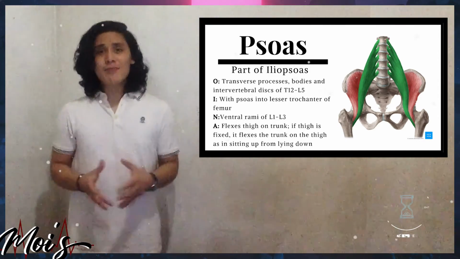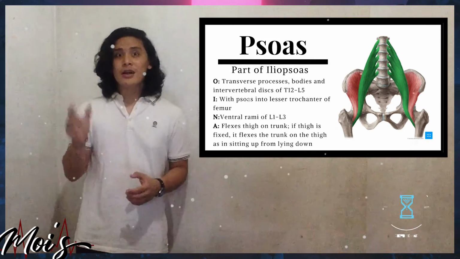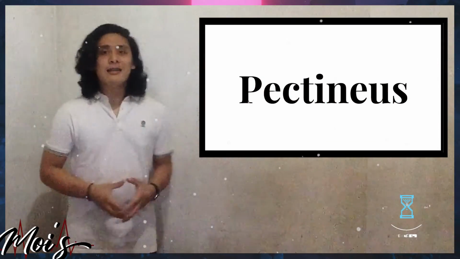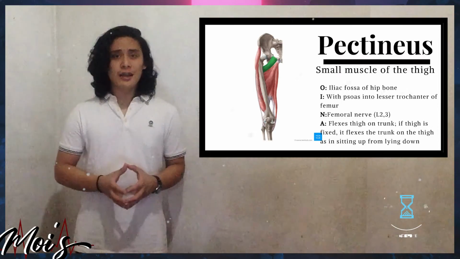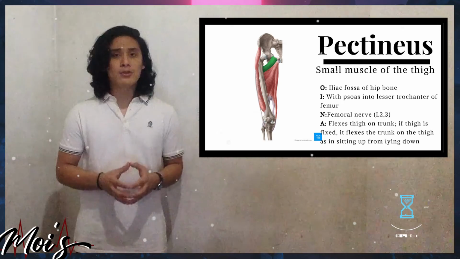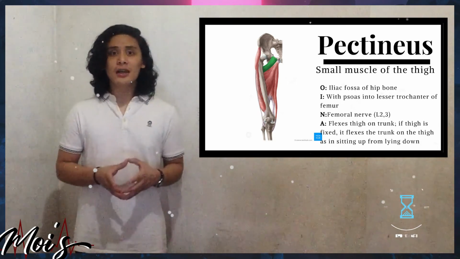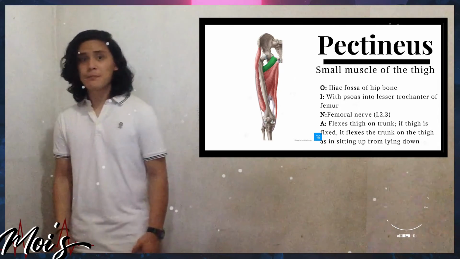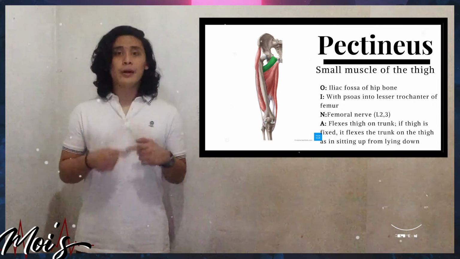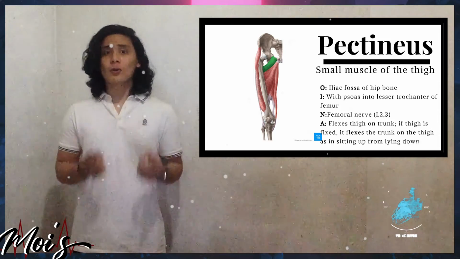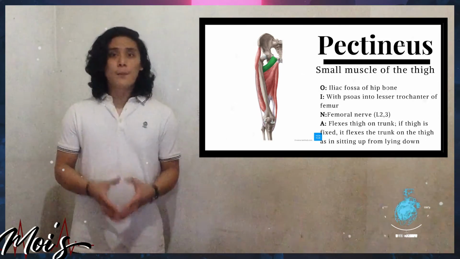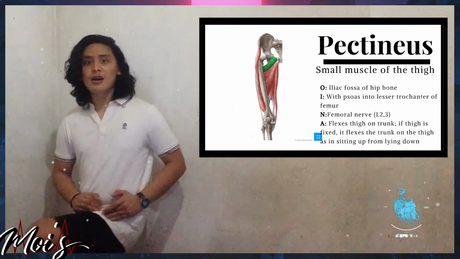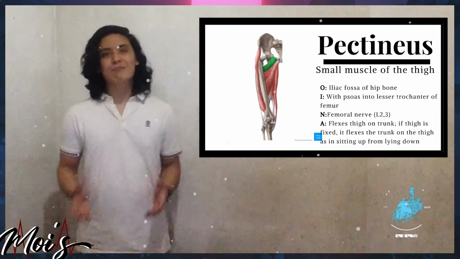The next muscle is a small muscle in the anterior compartment of the thigh, the pectineus. The pectineus originates from the superior ramus of our pubis and inserts to the upper end of the linea aspera of our femur. Together with our iliacus and Sartorius, it is innervated by the femoral nerve and it can flex and adduct our thigh at the hip joint.